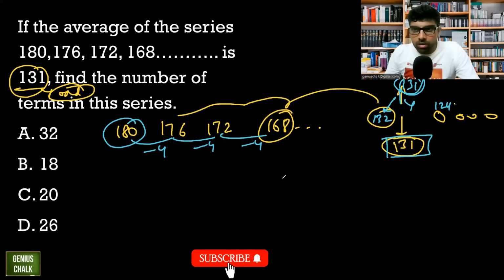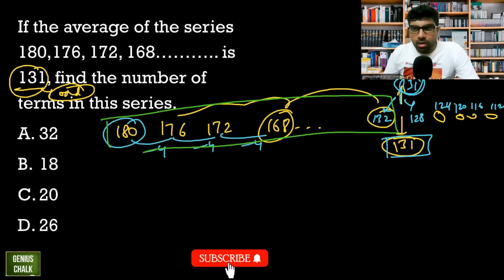So this must be 128, this must be 124, this must be 120, this is 116 and 112 and so on. So now our work is to find the number of terms of this. You know that if this 131 is my average, that means whatever number of numbers are written onto the left of this, the same number must be written onto the right of this, right? So we are finding the left number of terms.